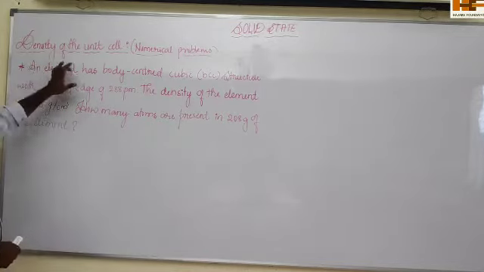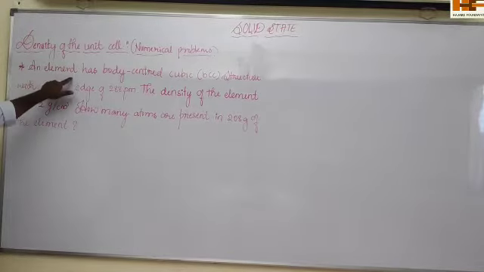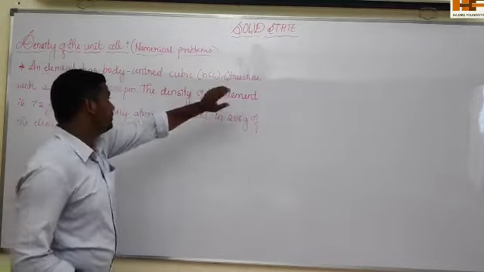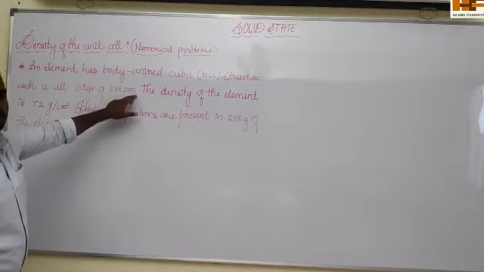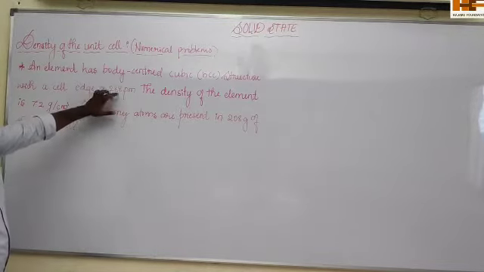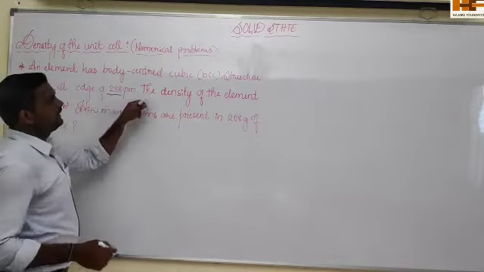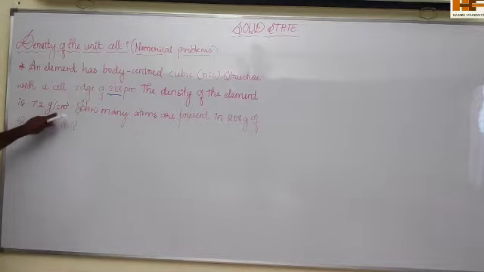Consider a numerical problem here. What is the question? An element has a body centered cubic, that is BCC, structure with a cell edge of 288 picometer. They are given the cell edge length, that is 288 picometer. The density of the element is 7.2 gram per cm cube. They are given the density.